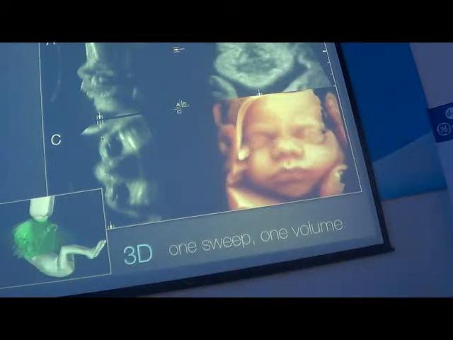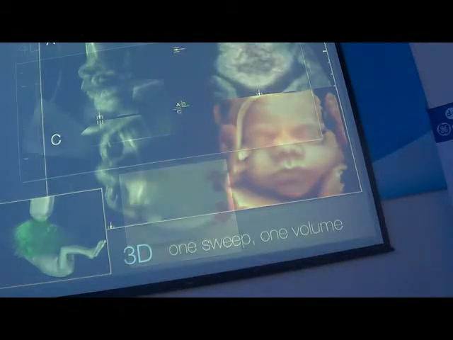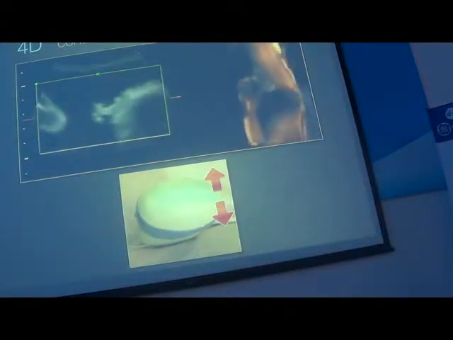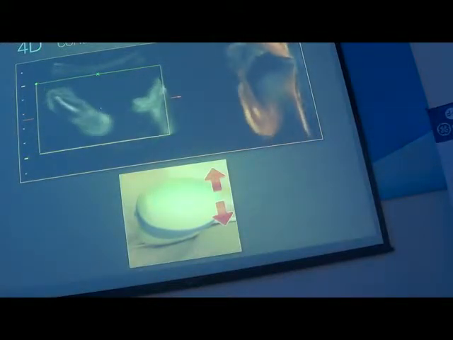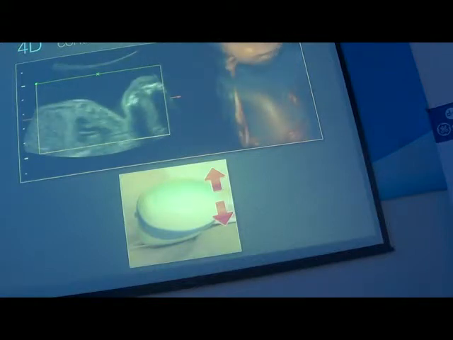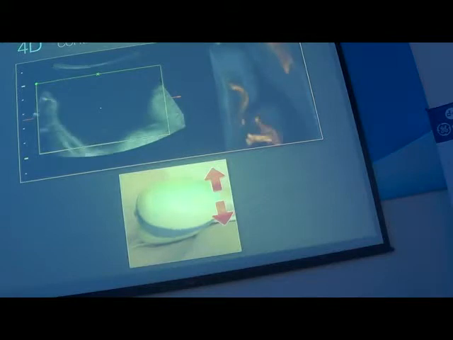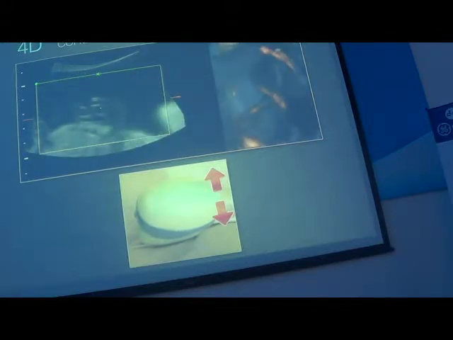This is 3D. 3D is a static volume. Đây là hình ảnh 3D công nghệ static. And with 4D there is a continuous sweep. Và hình ảnh 4D có nghĩa là hình ảnh 3D nhưng với thời gian thực, người ta quét liên tục. That means it's a real-time 3D.